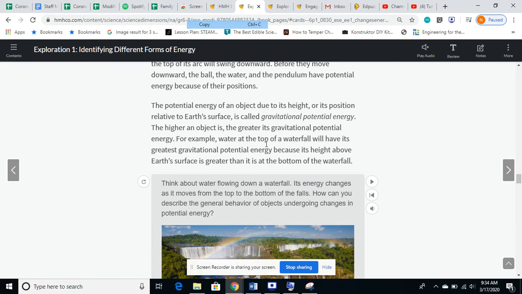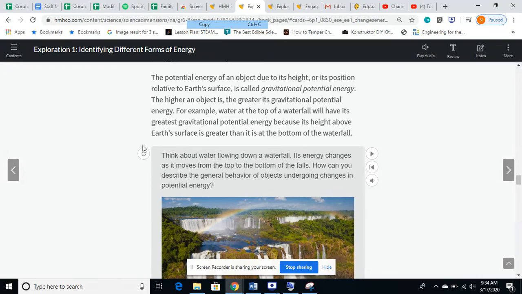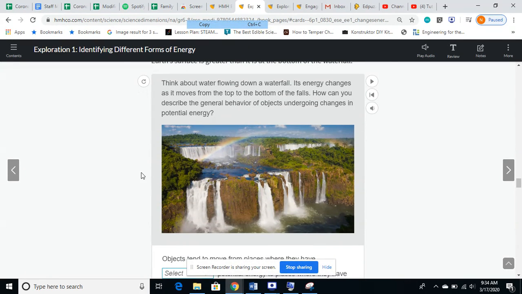The potential energy of an object due to its height or its position relative to Earth's surface is called gravitational potential energy. The higher an object is, the greater its gravitational potential energy. For example, water at the top of a waterfall will have its greatest gravitational potential energy because its height above the Earth's surface is greater than it is at the bottom of the waterfall. So we have water flowing downhill. Its energy changes as you move from the top to the bottom.